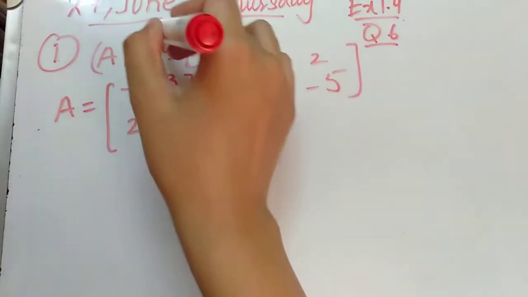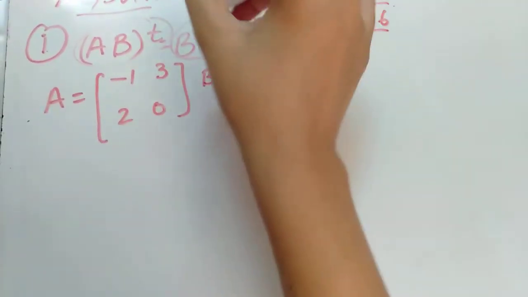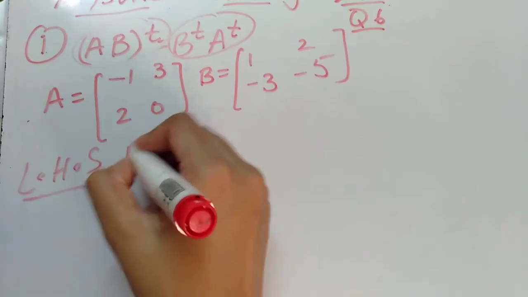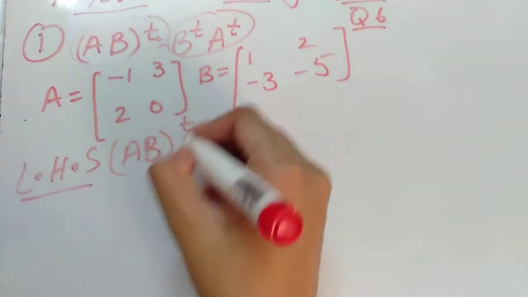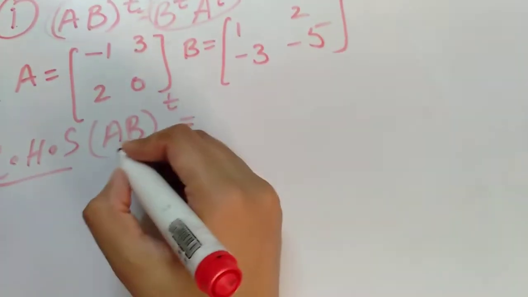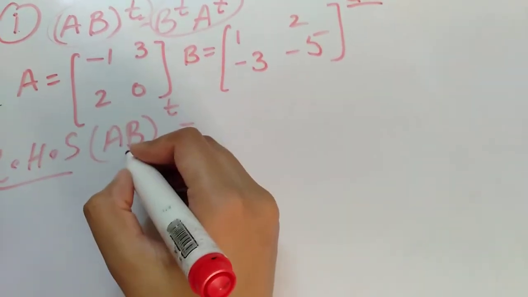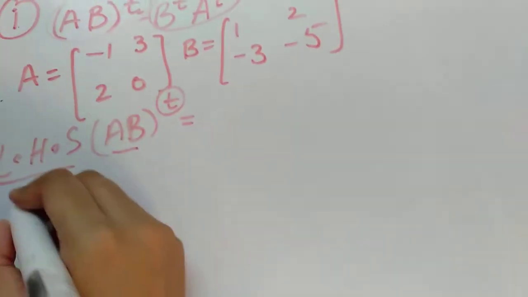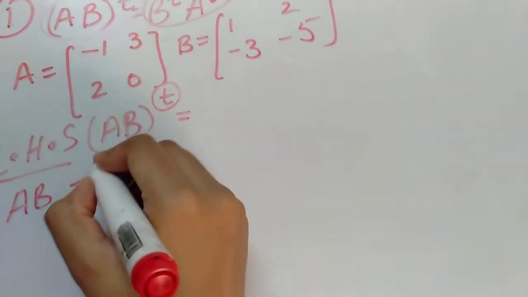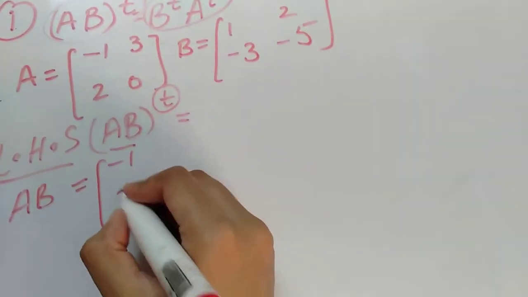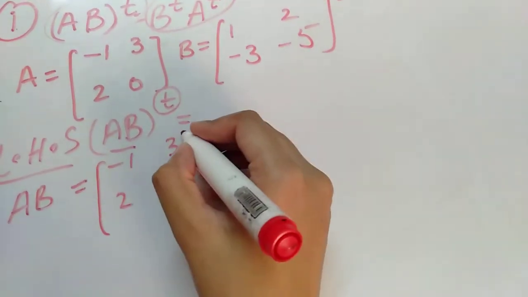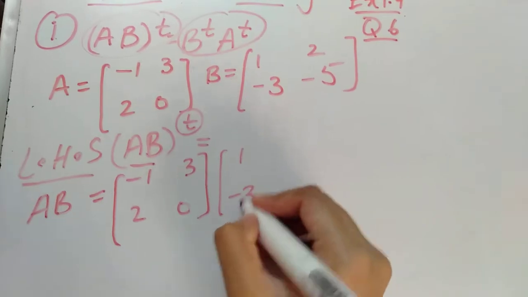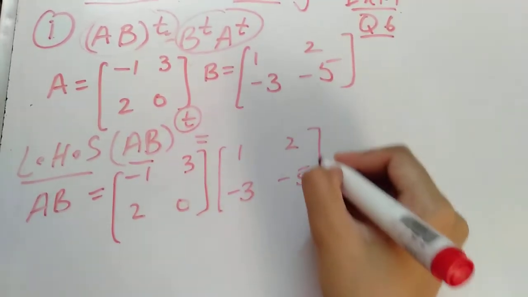So now this is our left hand side, this is our right hand side. First we will use the left hand side. It's your choice, you can take the right side first. So we have to find (AB) transpose. To find it, we will first multiply A with B. A is -1, 2, 3 and 0, and B is 1, -3, 2 and -5.